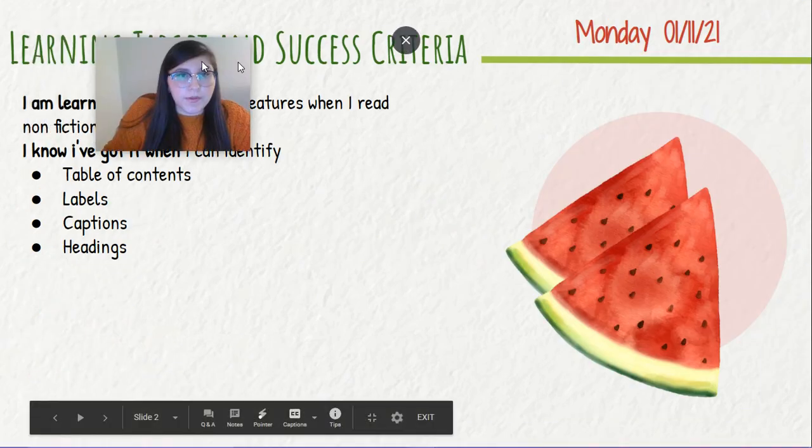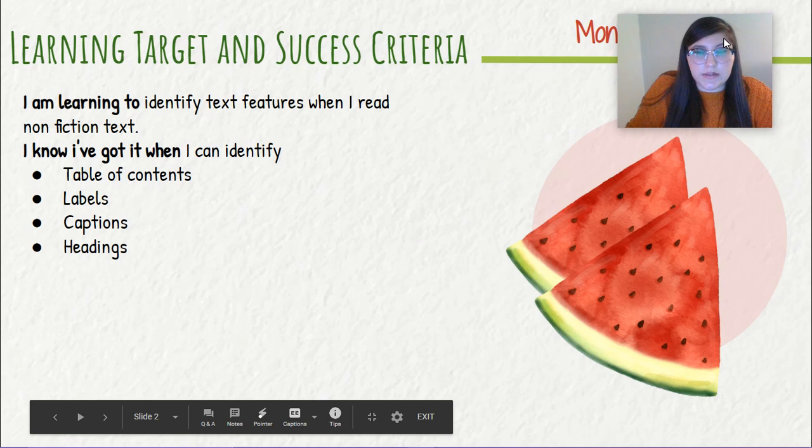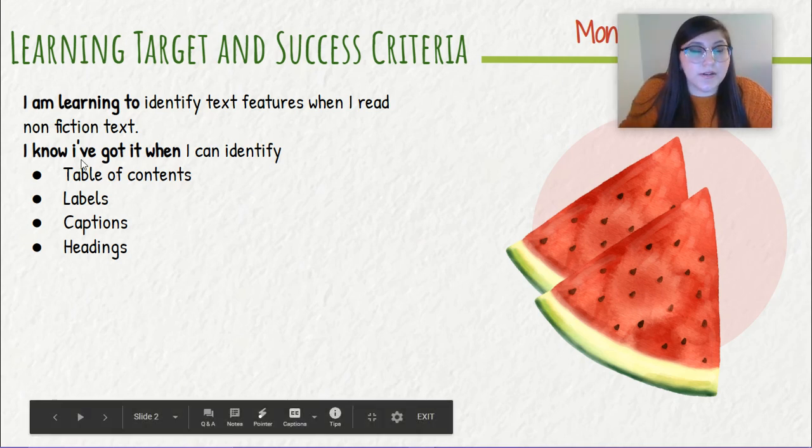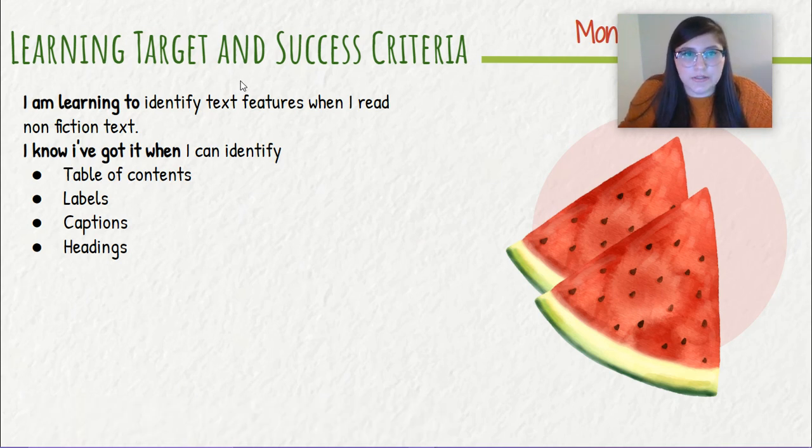Okay, so our learning target and success criteria for today is: I am learning to identify text features when I read a nonfiction text. Your success criteria tells you what you need to be able to do to reach that learning target. So, this is what you need to be able to identify: these text features down here. Table of contents, labels, captions, and headings. So we are identifying text features. The ones that you are working towards are table of contents, labels, captions, and headings.